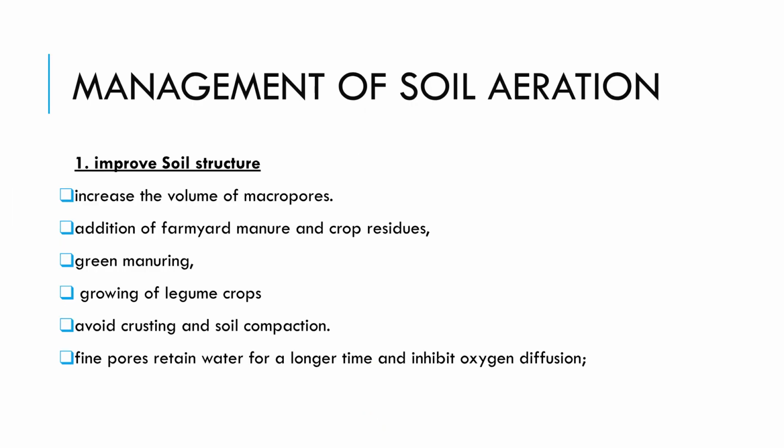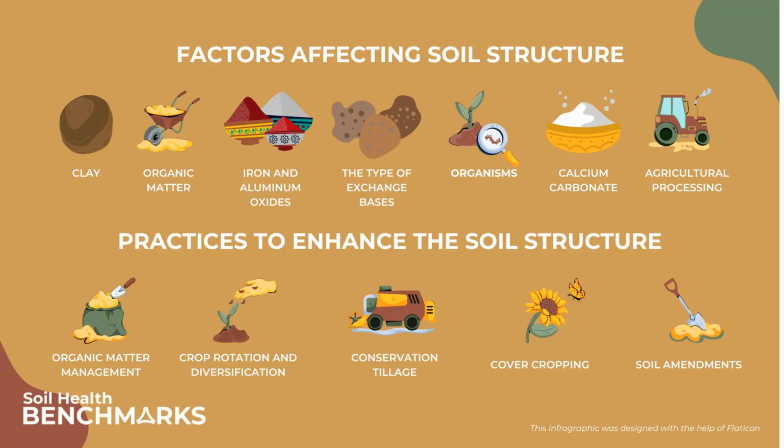Soil aeration can be managed by improving soil structure to increase macropore volume. This can be achieved through the addition of organic materials, green manuring, growing lagoon crops, and avoiding crusting and soil compaction.